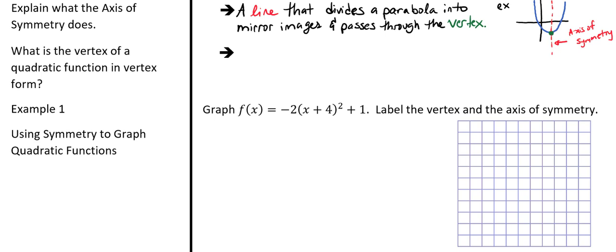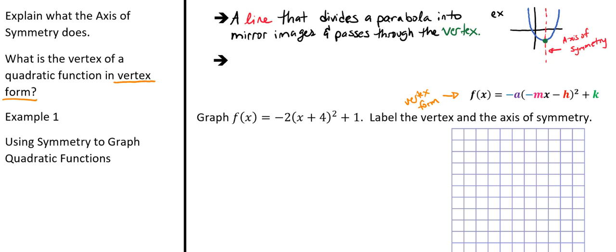So how do we know what the vertex of a quadratic function is in vertex form? Well, let's remember what vertex form looks like. So here we have vertex form, and our vertex is the point (h, k). And in our example, it's this point right here.